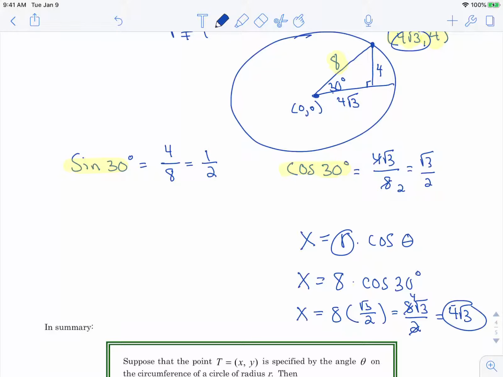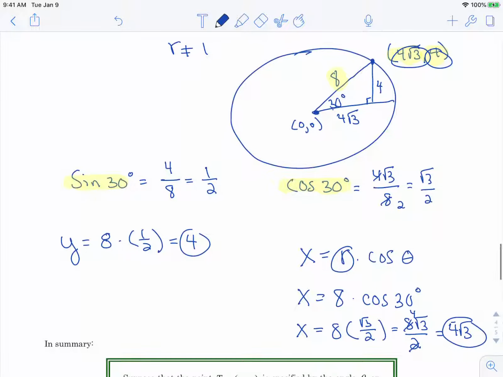It also says, well, then your y value is r times sine of 30, which is 1/2. So we get 4. So we get the same thing. For me, I like just creating a triangle and doing the Pythagorean theorem and solving for it.